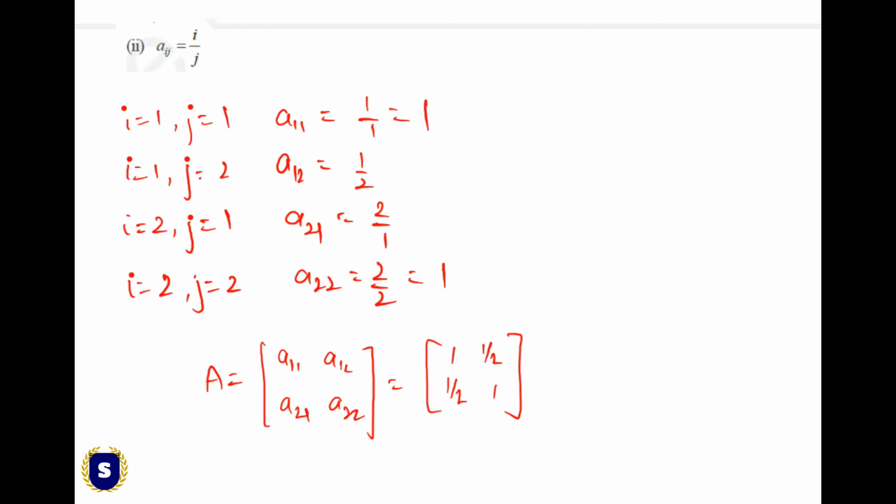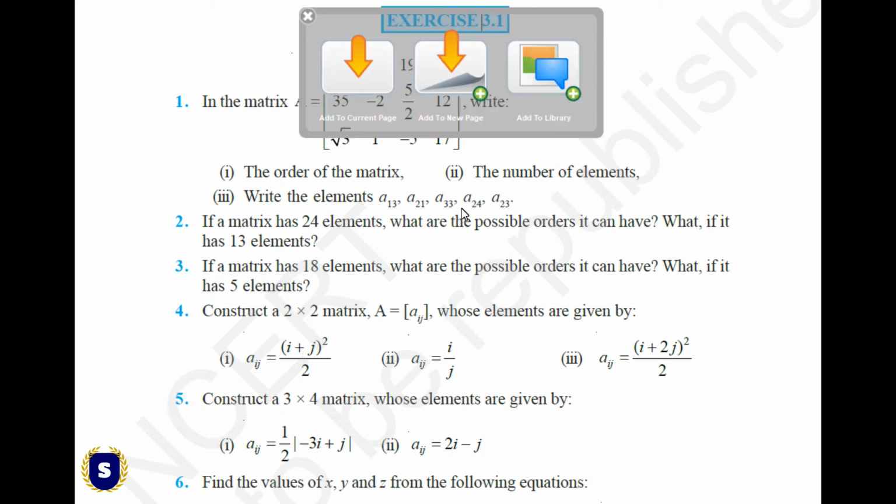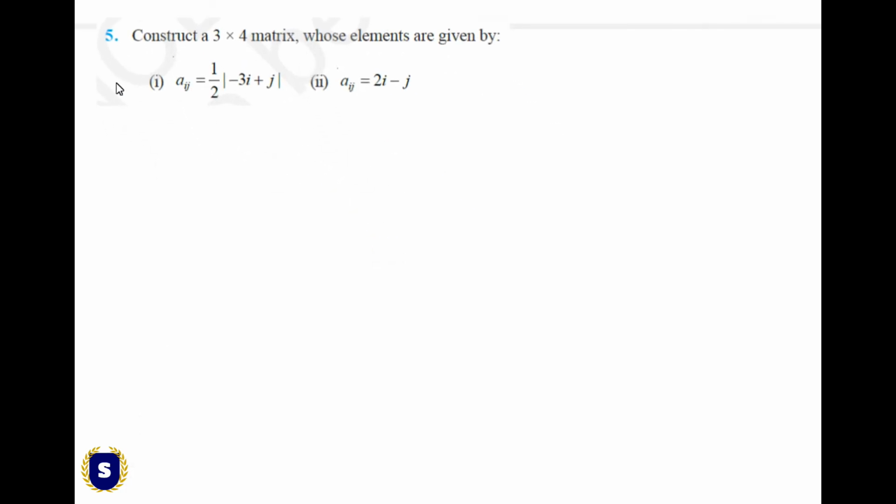Let us do our next question. Question number 5. Again the similar question, but the values are different. For the first part, Aij is given as 1 by 2 modulus of minus 3i plus j. Okay. This modulus means anything inside the modulus, even if it comes negative, it will become positive. Just one example, if we have minus 7 inside the modulus, the final result would be plus 7.